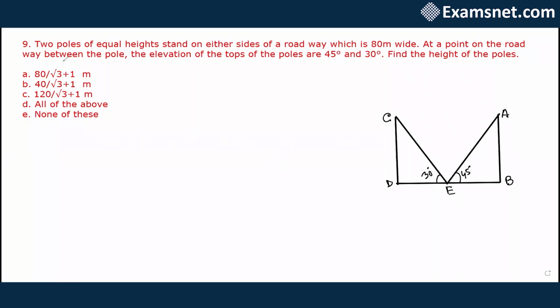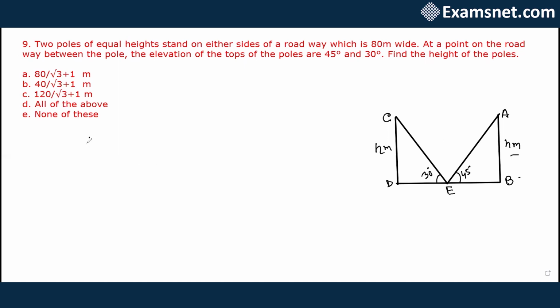Question number 9. Two poles of equal height stand on either side of a roadway which is 80 meter wide. So let's say this DB is referring to the road which is 80 meter wide, and CD and AB are the two poles of equal heights. So we can assume the height as H meter. Okay, both are H meter. At a point on the roadway between the poles, let's say that point is E, the elevations of the tops of the poles are 45 degree and 30 degree. Find the height of the poles.